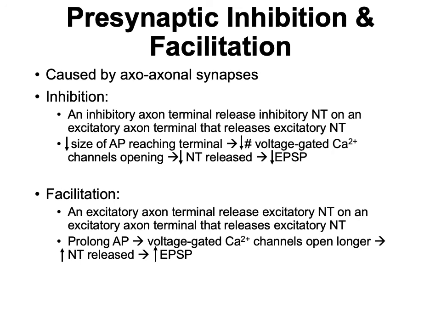If it's facilitation, an excitatory axon terminal releases an excitatory neurotransmitter on an excitatory axon terminal that releases an excitatory neurotransmitter. This will prolong the action potential and increase its strength, which will lead to more voltage-gated calcium channels opening and staying open longer, which will significantly increase the amount of intracellular calcium at that level, which will increase the amount of neurotransmitters released and increase the excitatory postsynaptic potential.